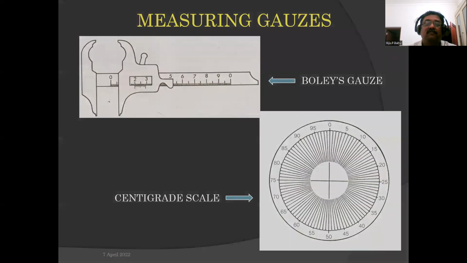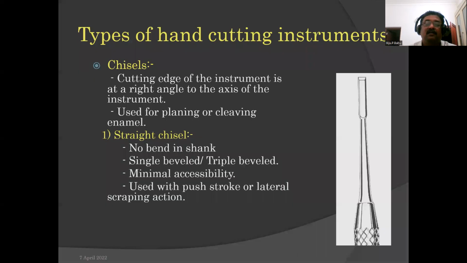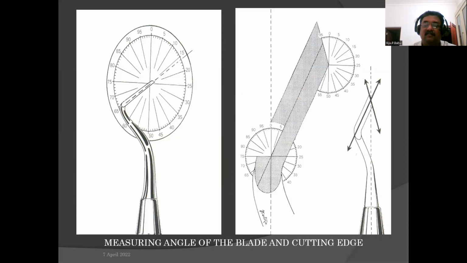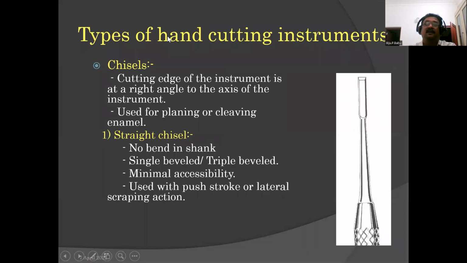Now we'll continue the rest in the next class. So that is about how the angle is measured. I told you the circle is represented by 100 centigrade.